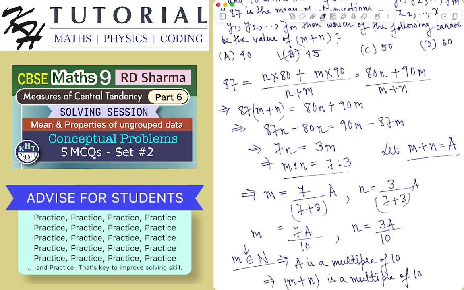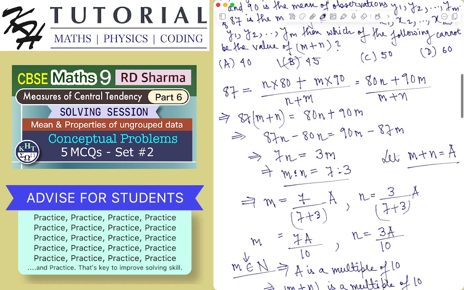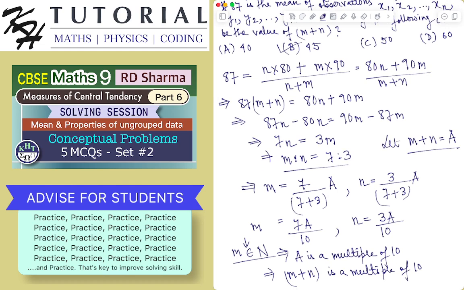The problem has asked which of the following cannot be the value of m plus n. So the value of m plus n has to be a multiple of 10, and the only choice which is not a multiple of 10 is 45. So the correct choice is B.